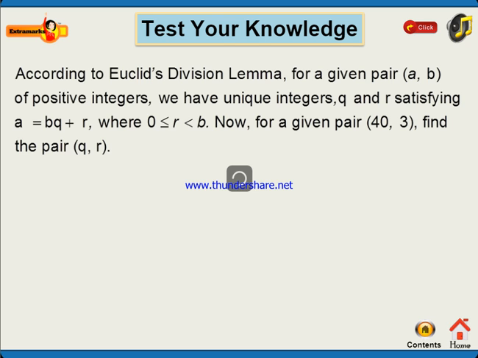Now try to answer the following question. According to Euclid's division lemma, for a given pair a, b of positive integers, we have unique integers q and r satisfying a is equal to bq plus r, where r is equal to 0 or a positive integer less than b. Now for a given pair of integers 40 and 3, find the pair q, r. The options are as follows.